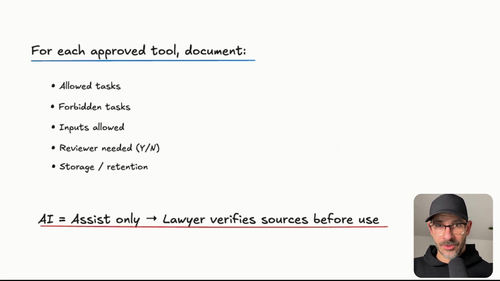Now, make your boundaries binary inside your register. For each approved tool, record allowed and prohibited tasks, which are mapped to your low, medium, and high tiers. Record permitted inputs, whether a reviewer is needed, storage location, and retention. Default stance should be, if it's not on the register, it shouldn't be used. If it is on the register, the limits travel with the tool.